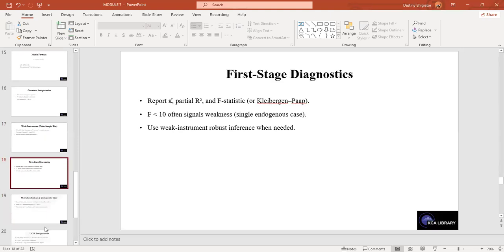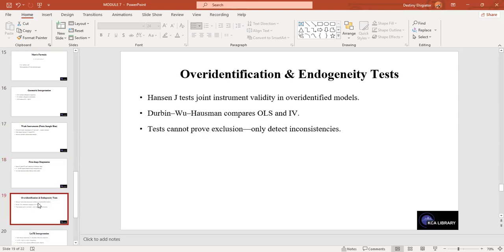First stage diagnostics. This reports the pi, partial R squared, and F statistics. If F is less than 10, it signals weakness in the single endogenous regressor case. Use weak-instrument robust inference when needed.